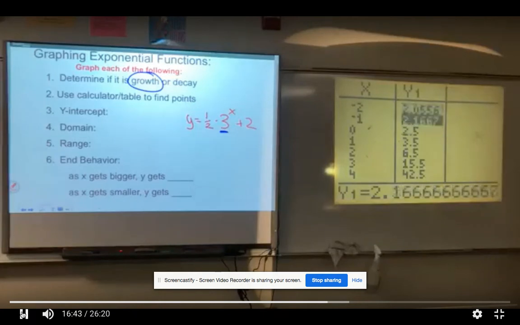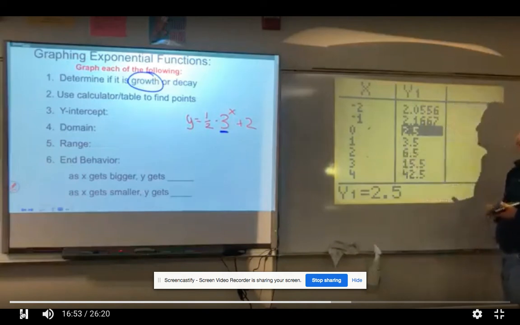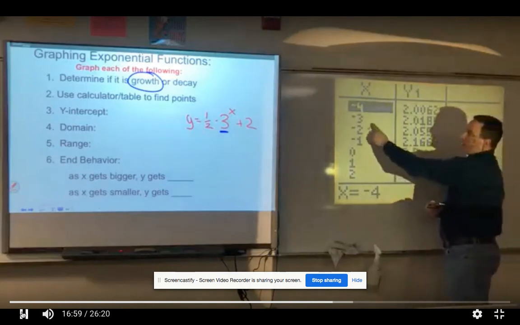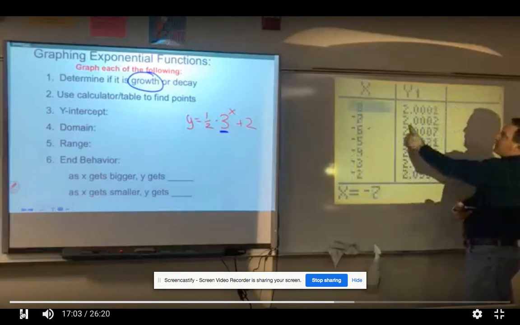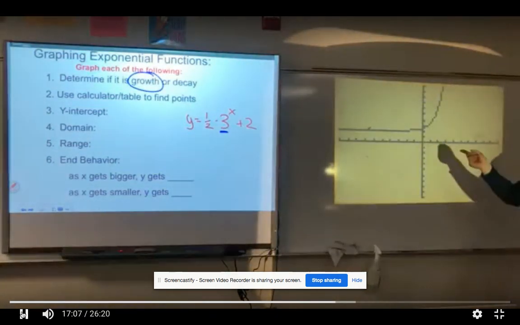Okay, we might have to graph the decimal ones. I'm not going to take the time to do this because I think you can do it. Over 0 up 2.5, over 1 up 3.5, over 2 up 6.5. And if you look closely, as I go to the left, these x values are getting smaller. You notice the y values are getting really, really close to 2, aren't they? They're getting smaller and smaller and smaller. But in the end, we should get a graph that looks something like that.